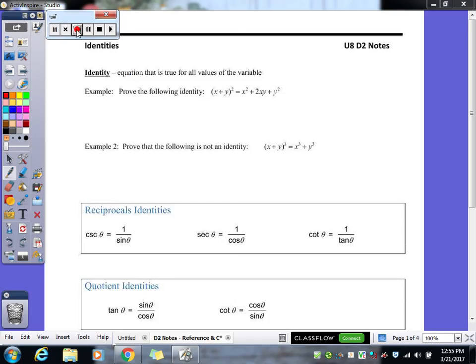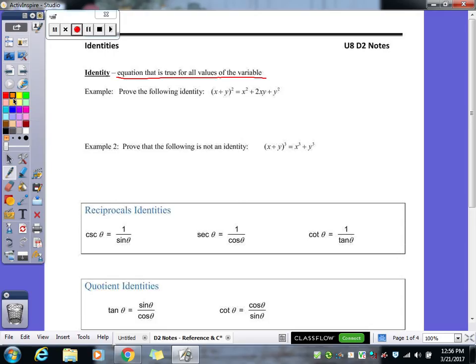So we are starting off today talking about trig identities. So an identity is an equation that is true for all values of the variable. So I should be able to plug in any value and it's going to work out perfectly fine. So what they like to do is ask you to prove an identity to be true. So that's what we're doing for these first couple. We're proving whether it's true or not true.